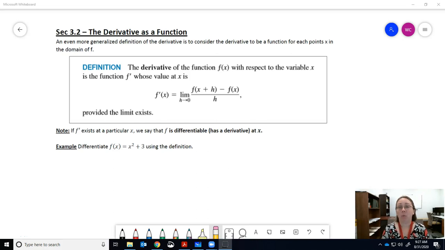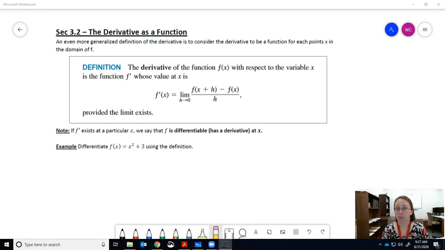Hey everyone, in this video we're going to talk about the derivative as a function. So in the previous video we talked about derivatives, but only at a particular point C, which is the same as finding the slope of a tangent line. This time we're going to generalize the formula for any point x along the curve.